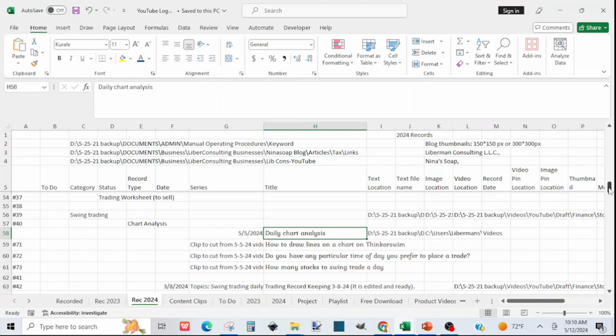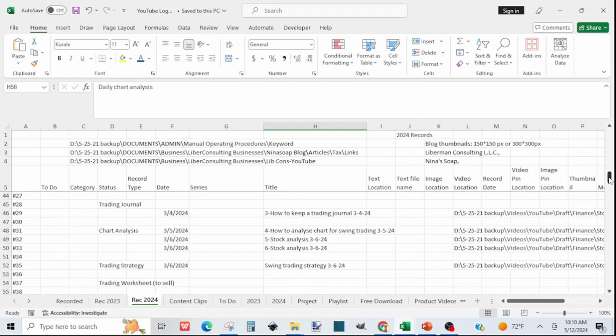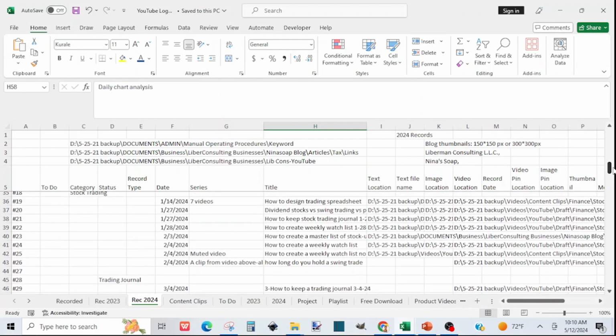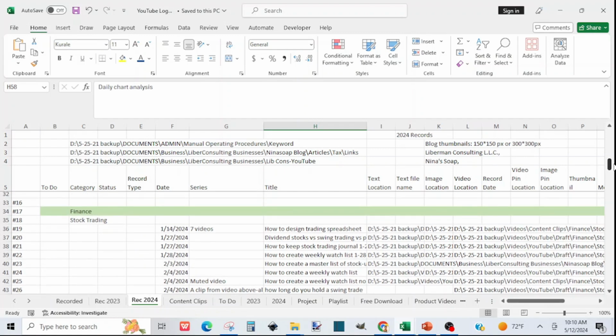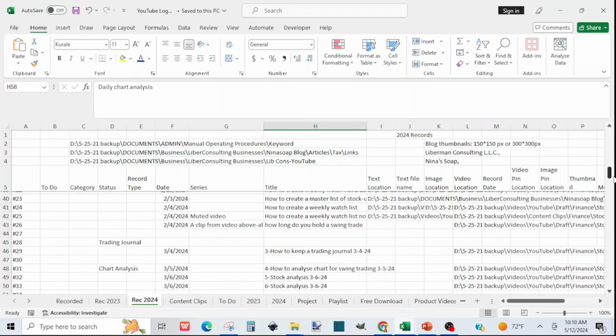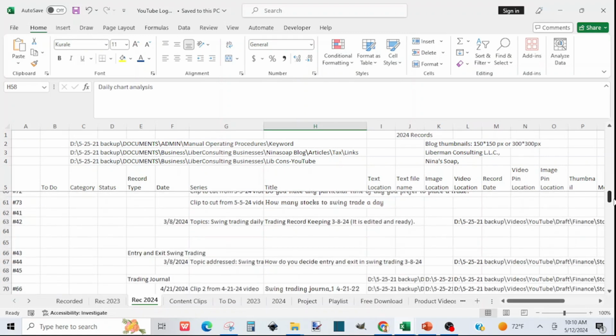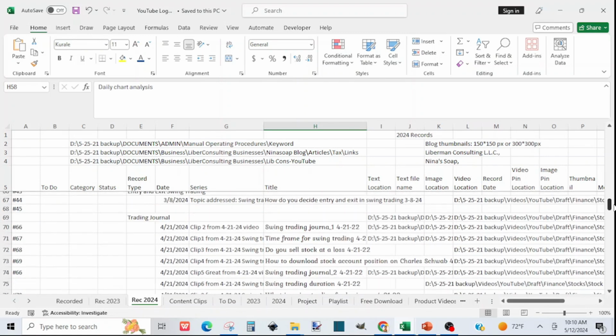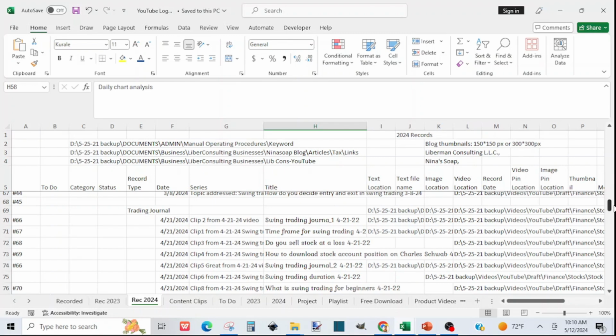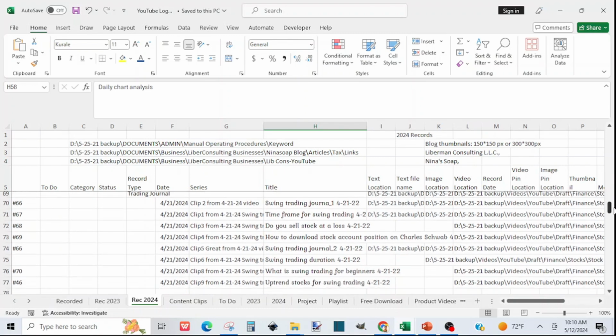And I have multiples like that that I already did as well. Usually when I batch create, like this one, trading journal, I include all that information in one video, and the video will be long.